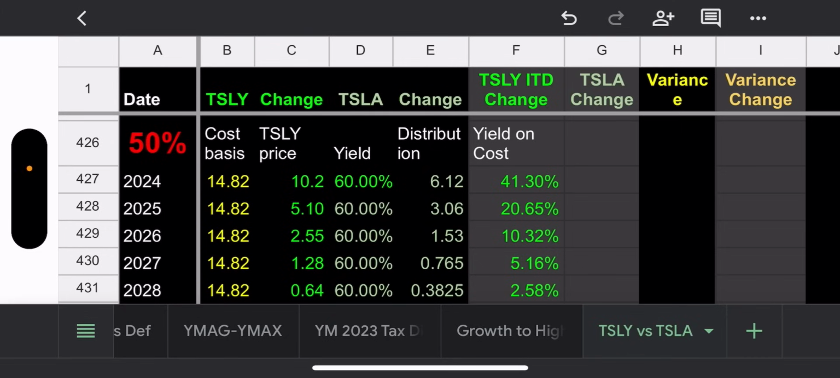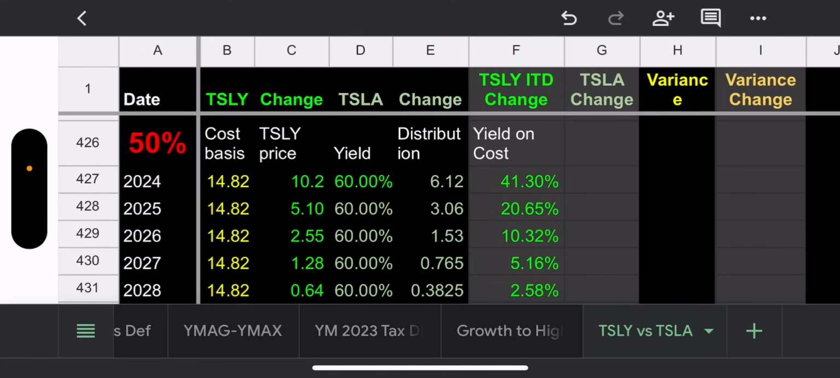Tesley price is going to be 5.10. If they're paying 60% on 5.10, that's only 3.06. My yield on cost is going to be 20%. Because again, my mistake there, but I'm very highly allocated on Tesley. So again, this is assuming I didn't buy any and lower my cost basis. And if I didn't, now I'm looking at a 20% yield on cost.